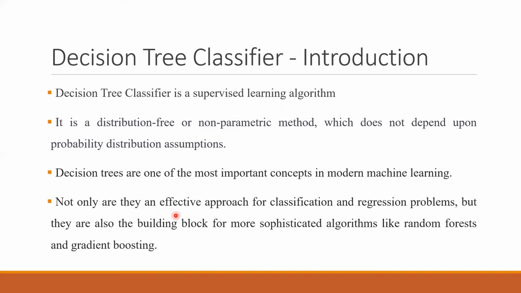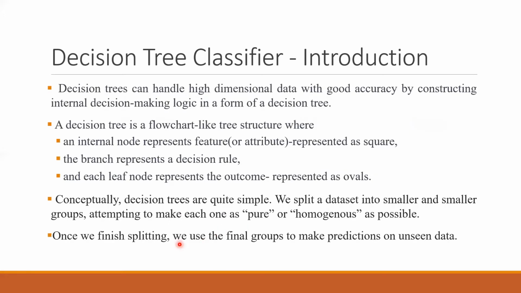Not only are they an effective approach for classification and regression, but they are also the building block of models like random forest and gradient boosting. These are very famous models. So we will be discussing these models also. But for now, let's focus on the basic decision tree. So a decision tree can handle high dimensional data with a good amount of accuracy by constructing the internal decision making logic. So what happens is we are generating a tree using the data, and we are making the decision based on that tree.